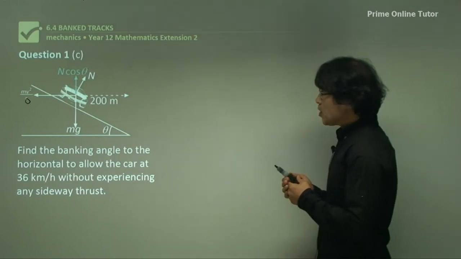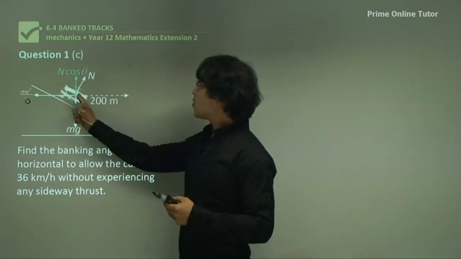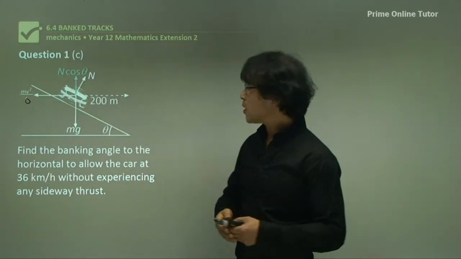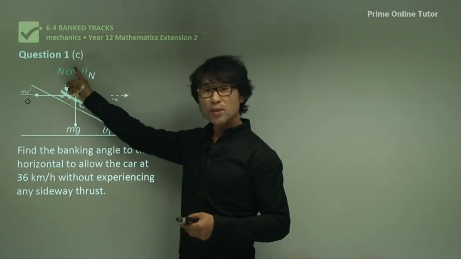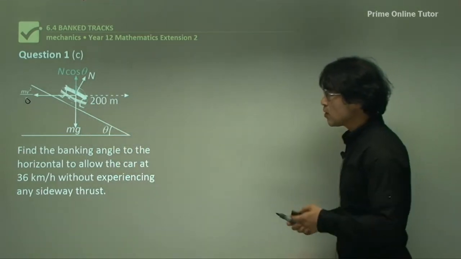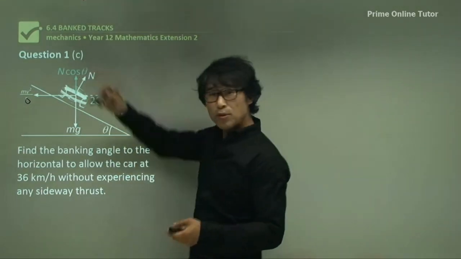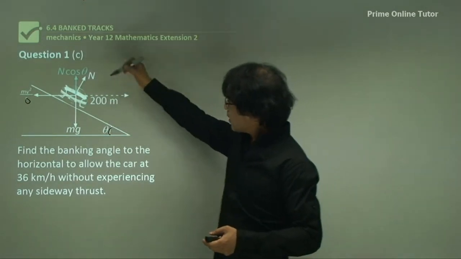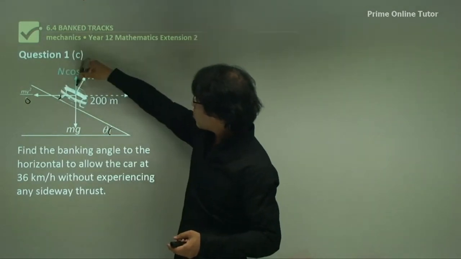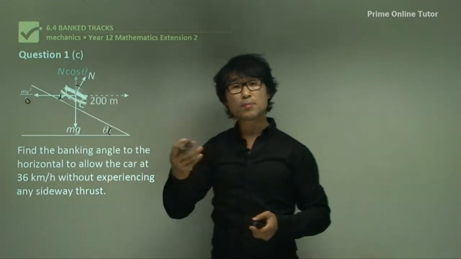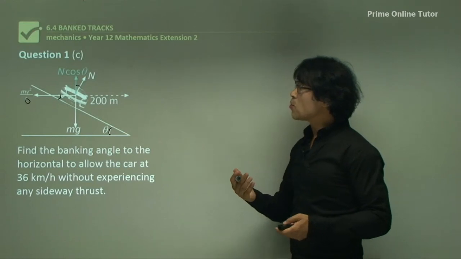The first step is to break down the forces, the normal reaction, into two forces, vertical and horizontal. The first one is N, which is the normal reaction. Here this is theta, and that is theta, so that is also theta. So this force is dismantled into N cos theta.